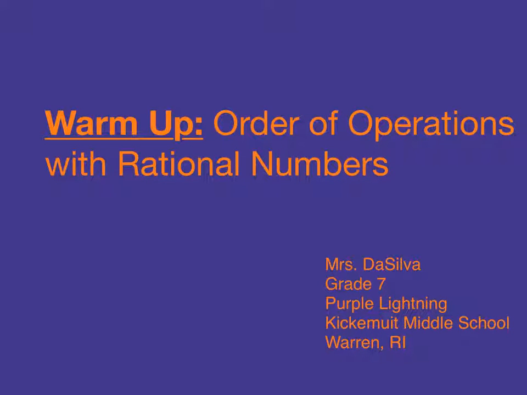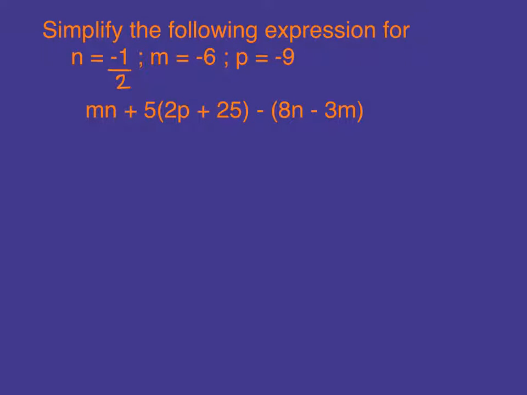Today's warm-up, we're going to be looking at a problem where the order of operations is important and there's going to be rational numbers. We will also be substituting in for those variables. First thing we have is that we're given the values of each of those variables. We have mn. When two variables are next to each other like that, it means that they're being multiplied together.